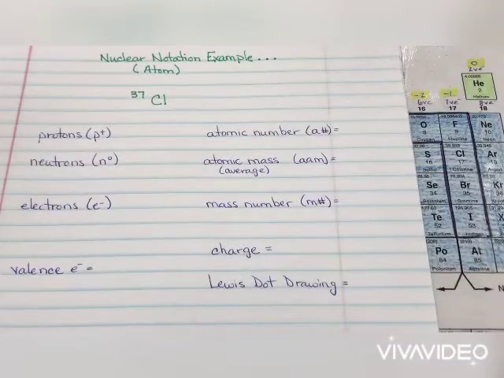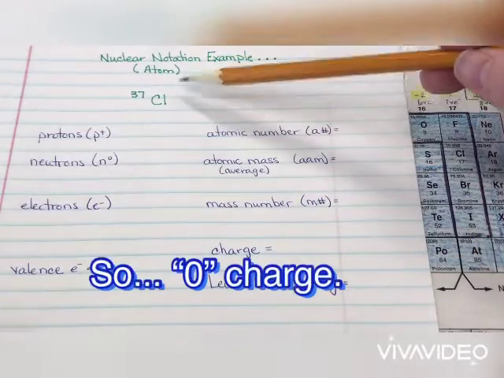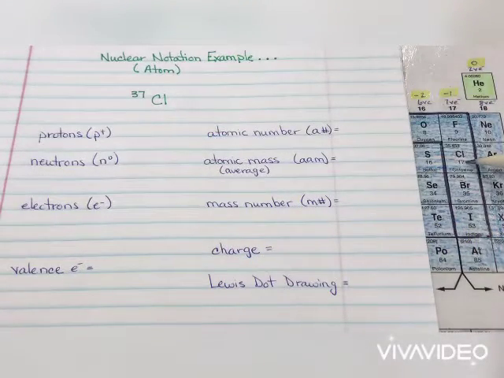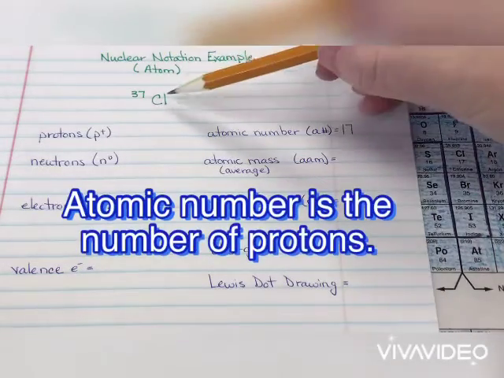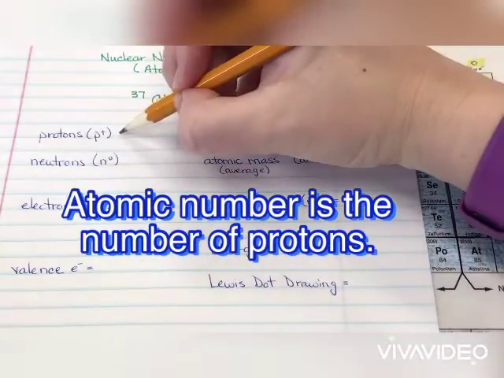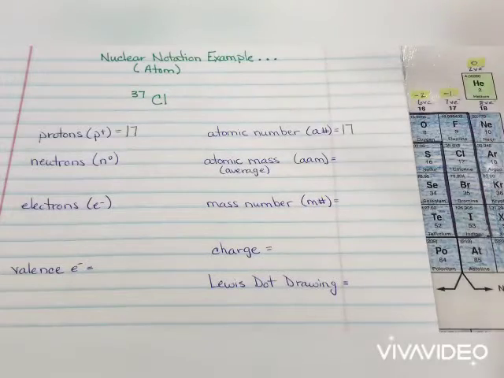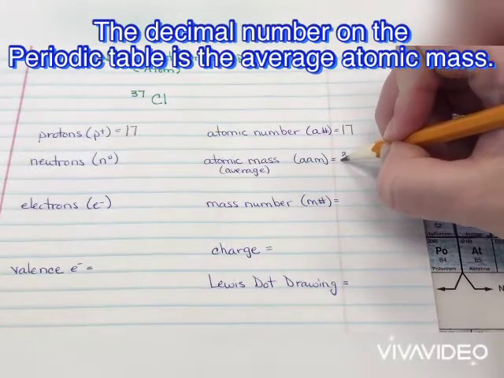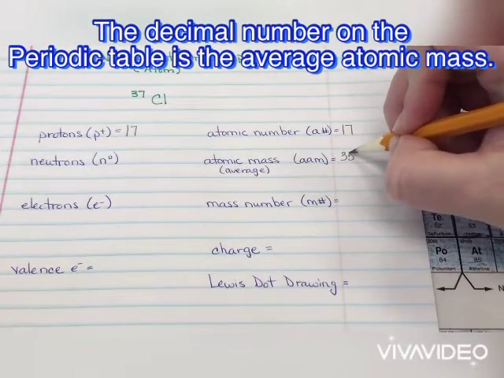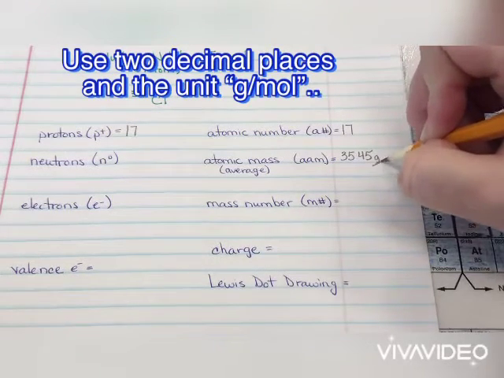For this nuclear notation example, we are going to be using an atom, which means there's no charge. So when we look on our periodic table, that whole number is that atomic number 17, which is also identifying the element, which is our number of protons. With our periodic table, we're also going to be taking a look over here. The decimal number is our 35.45. Remember, this is the average atomic mass. And also you need to make sure to include the unit, gram per mole.